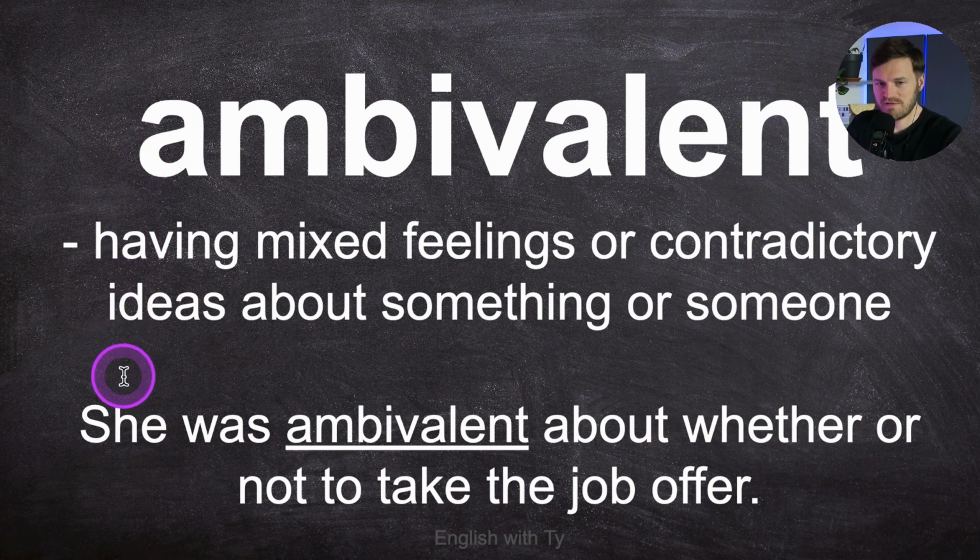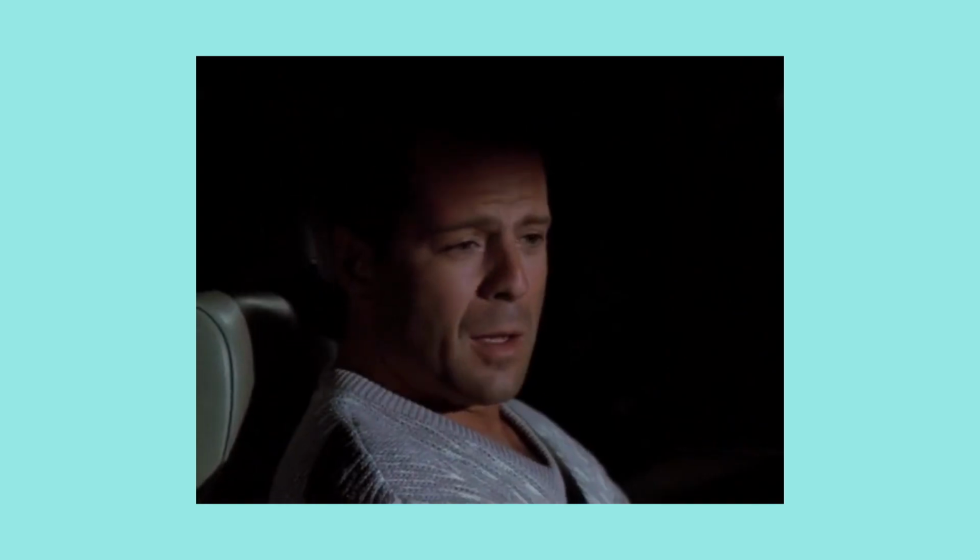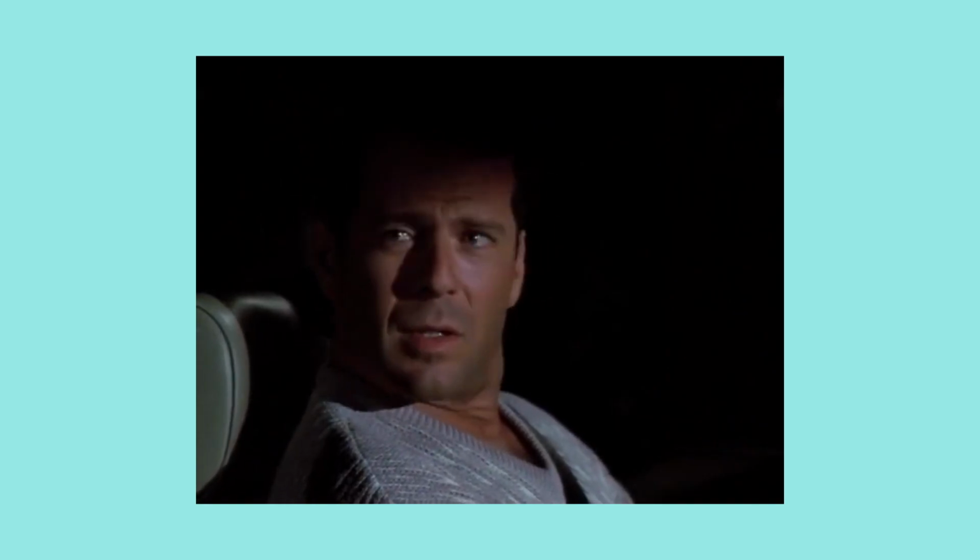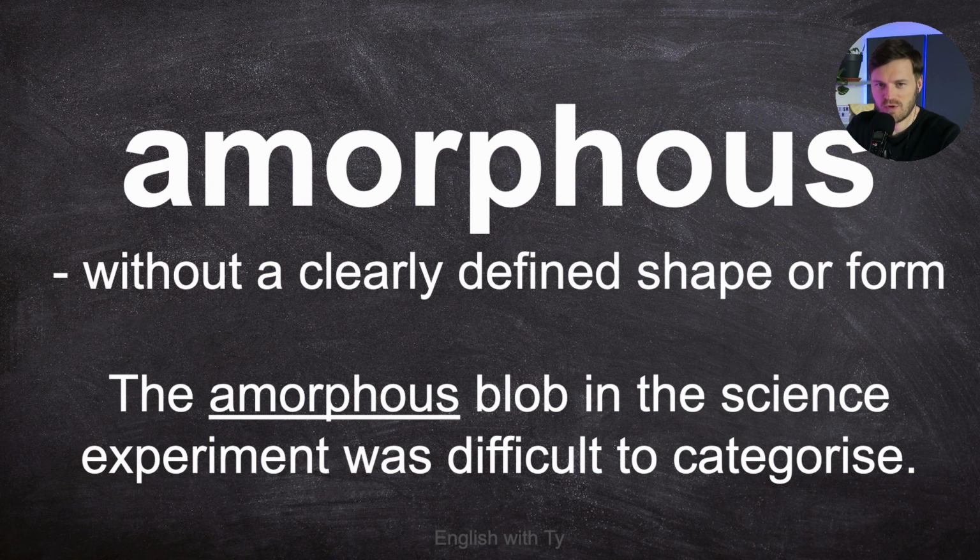And here's an example phrase for you. She was ambivalent about whether or not to take the job offer. So she had basically mixed feelings and contradictory ideas about the job. She's not sure about the job. Anyways, here's another example for you with ambivalent. I feel kind of ambivalent about your ambivalence. Okay, now I want to talk about the word amorphous.